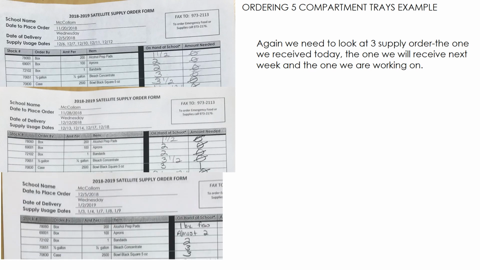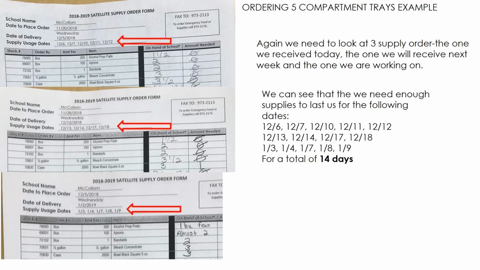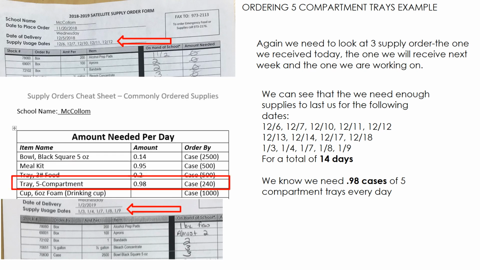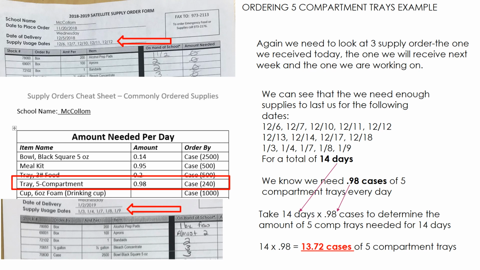We can see that we need enough supplies to last us for the following dates, 12/6 through 1/9, for a total of 14 days. We know we need 0.98 cases of 5 compartment trays every day, according to our cheat sheet. Take 14 days times 0.98 cases to determine the amount of 5 compartment trays needed for 14 days. 14 times 0.98 equals 13.72 cases of 5 compartment trays.